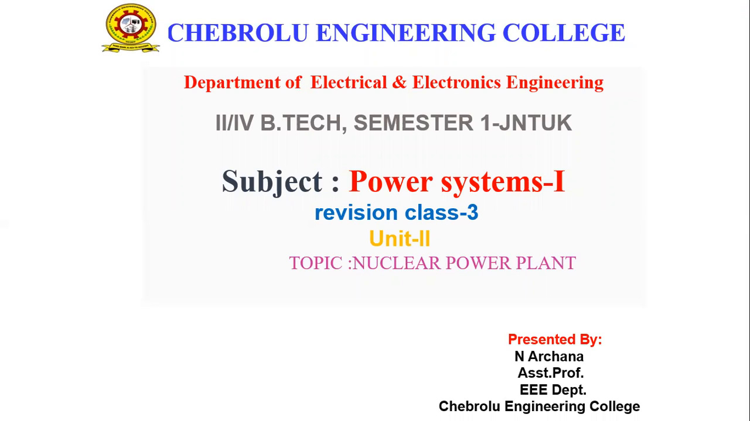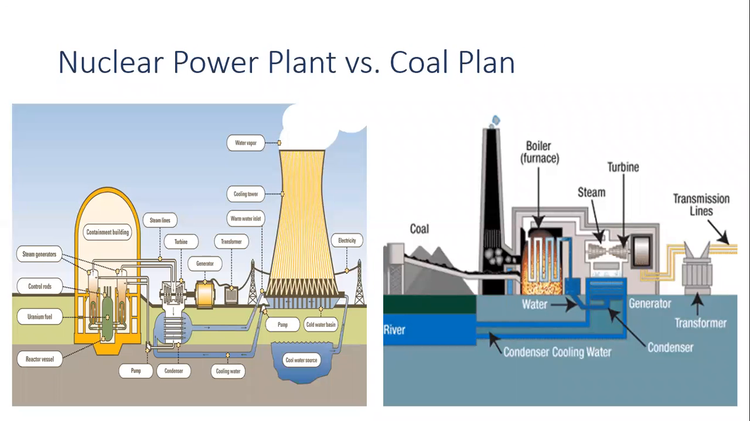Today we are going to discuss the nuclear power plant. We already know about the thermal power plant. This is the nuclear power plant and this is the thermal power plant. This is the difference between the nuclear power plant and the thermal power plant circuit diagram or layout. In the thermal power plant, this is the boiler, this is the turbine and this is the alternator.